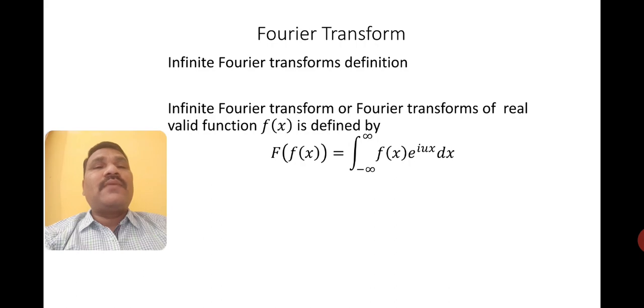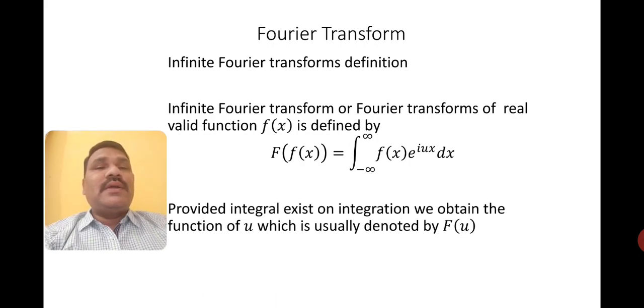When you apply a Fourier transform on this, you will get integral from minus infinity to plus infinity f of x e to the power i u x dx, right? In many books they have e to the power minus i u x. It is right, so don't worry about it. It is e to the power i u x, provided the integral exists, and we obtain a function, whatever answer we get after doing the integration, in terms of u only. Usually we denote that answer by f of u, right?